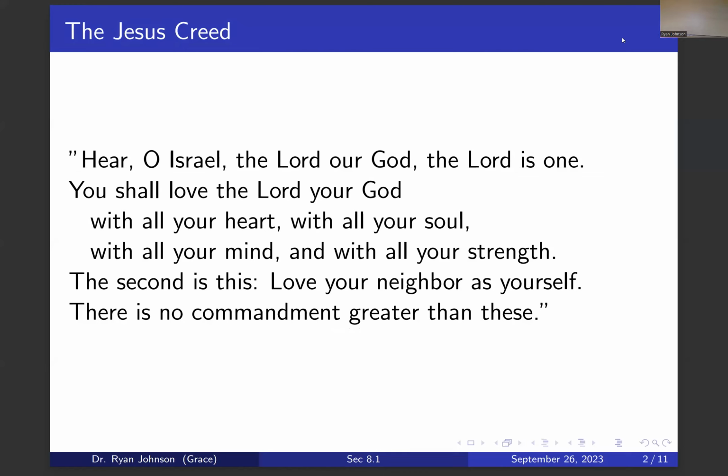If you want, by yourself, or if you're watching it with a friend or two, feel free to say it with me. Hear, O Israel, the Lord our God, the Lord is one. You shall love the Lord your God with all your heart, with all your soul, with all your mind, and with all your strength. The second is this: love your neighbor as yourself. There's no commandment greater than these.